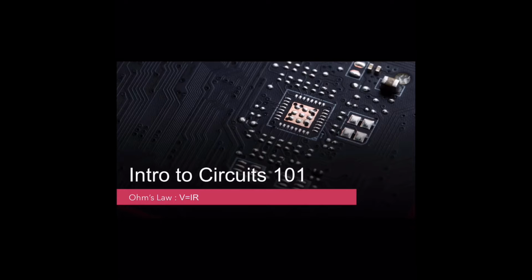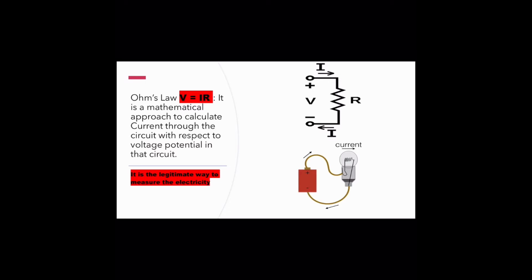Introduction to circuits is considered one of the fundamental engineering courses that every student will have during college. When you take this course, you will be introduced to a famous law called Ohm's law, or voltage equals the current multiplied by the resistance. So what's Ohm's law? Ohm's law is basically a mathematical approach that calculates the current through the circuit proportionally to the voltage potential in that circuit.